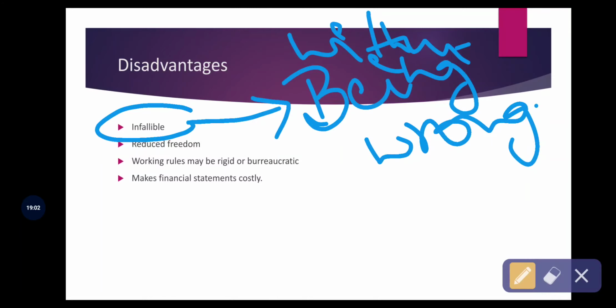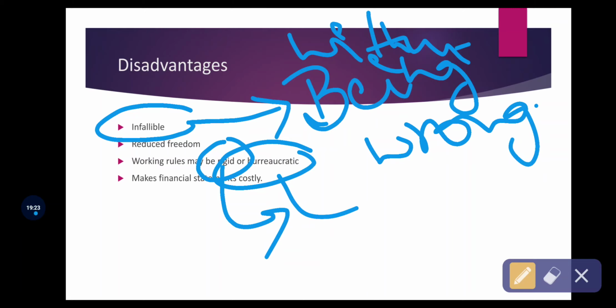Next is working rules may be rigid or bureaucratic. Rigid means inflexible. The accounting standards framed by the Institute of Chartered Accountants of India, those rules and regulations are not flexible, or they are bureaucratic, meaning they are prepared by a regulatory authority or by government order. So changing the rules and regulations, bringing flexibility in the working rules, is not easy. It is rigid, not flexible.